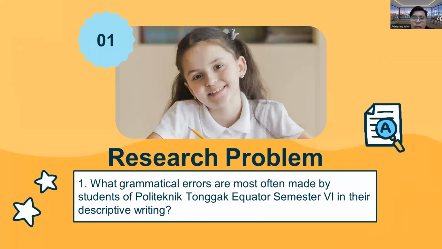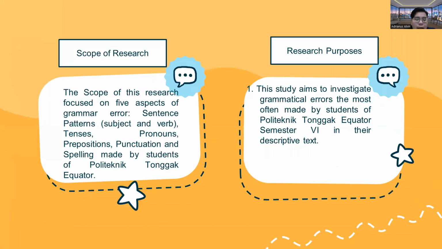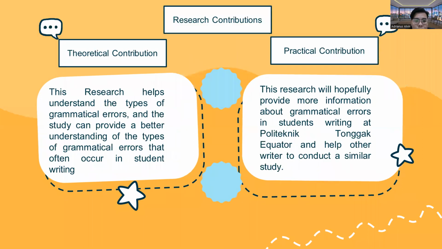The research problem is: what grammatical errors are most often made by students of Polytechnic Tonggak Ecuador semester 6 in their descriptive writing? The scope of the research is five aspects of grammar errors: standard pattern, subject and verb, tenses, pronoun, preposition, punctuation, and spelling made by students of Polytechnic Tonggak Ecuador. The research purpose is that this study aims to investigate the grammatical errors most often made by students of Polytechnic Tonggak Ecuador semester 6 in their descriptive writing.